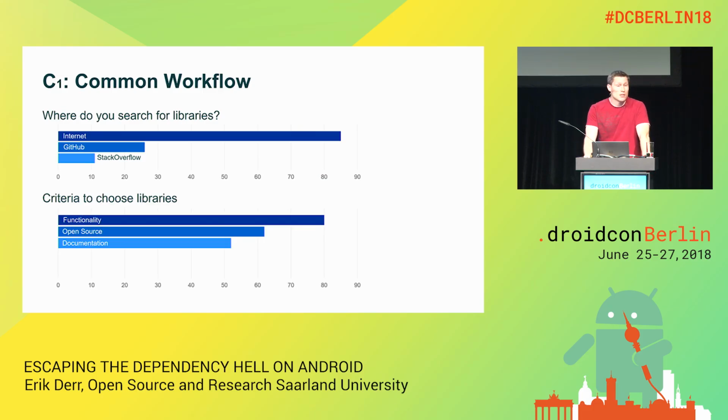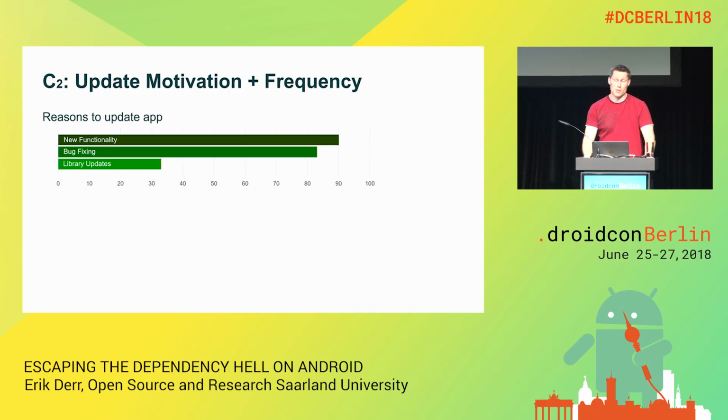And then we asked, okay, what are the criteria to choose a library, or to choose a library over another library? Of course, most of the people said functionality, it should actually do what I'm looking for. Open source and documentation are also quite popular answers. There are 5 more criteria, and the point I'm getting to is security, because we are security researchers, and security and privacy was basically the answer from the least number of people.